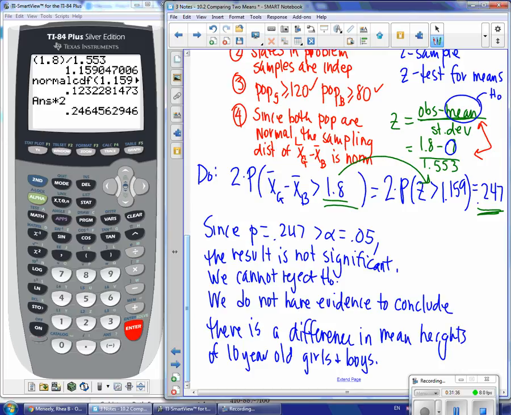Okay, it's very important in your conclusion that you go back and make sure you're talking about the parameter of interest, which was the difference in mean heights. That's important. Sometimes people will just say that there is a difference, or they'll be talking about difference in boys and girls. You want to make sure that you're specifically relating to the measure. In this case, it's means.